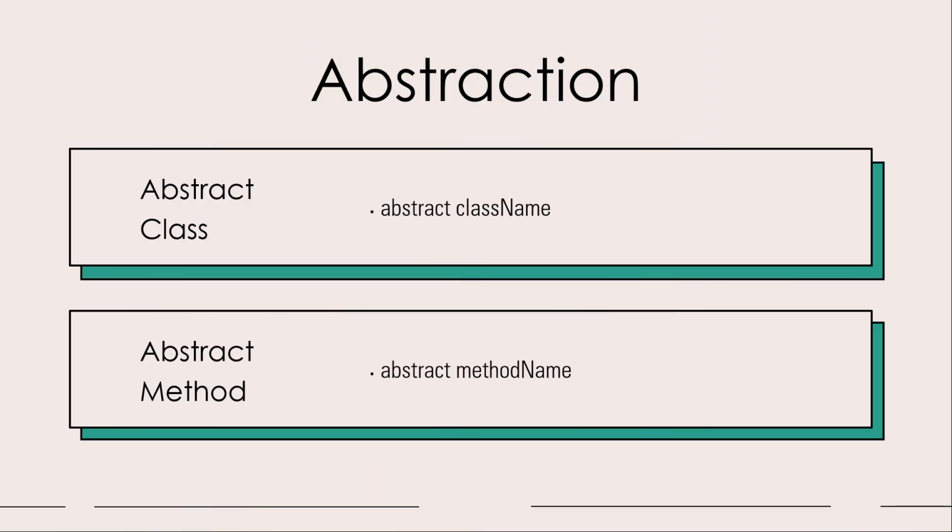Another concept we can look at is abstraction. We can have an abstract class or an abstract method. An abstract class serves as a blueprint for other classes. It can contain normal methods as well as abstract methods. An abstract method is simply a method with no body or no implementation. One thing to note here is that an abstract class cannot be instantiated on its own, which means we cannot directly create an object using an abstract class, and its main purpose is to be subclassed.